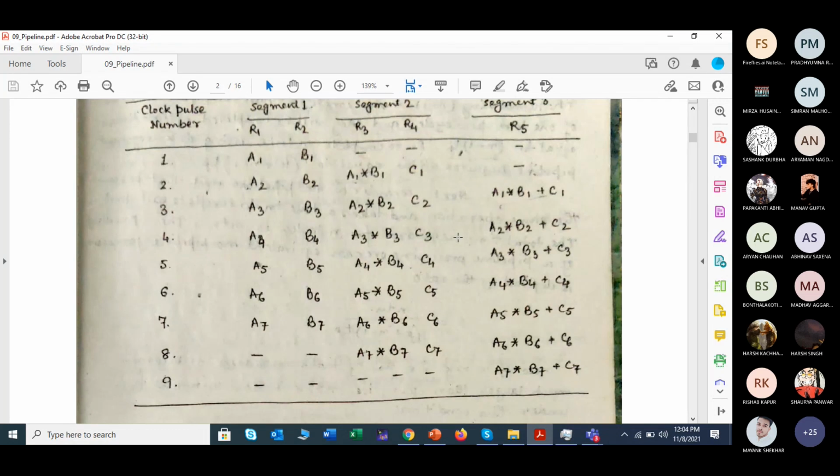Now you can easily ask me whether it is mandatory that you always have to use 3 segments. No, absolutely not. Depending on how many segments you create, your clock pulse number will increase or decrease, right? Because if you increase one more segment here, one more segment will work in parallel, and at that time your clock pulse number will increase. It is quite simple. So that is the point. It is not a hard and fast rule that you always have to use that many segments.